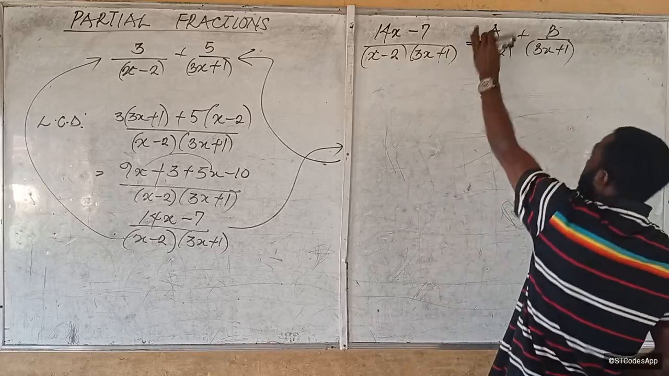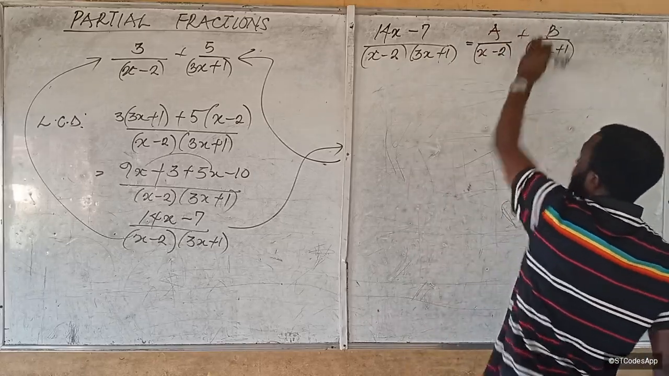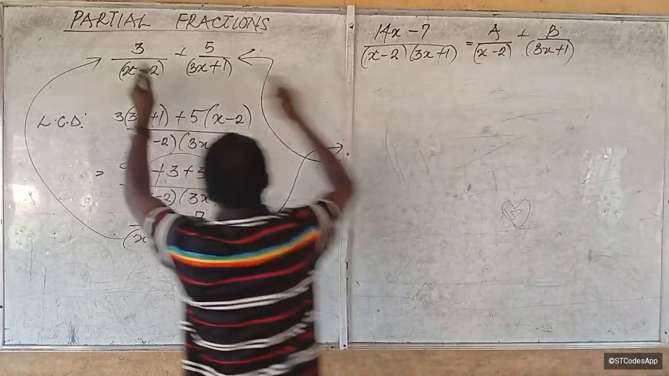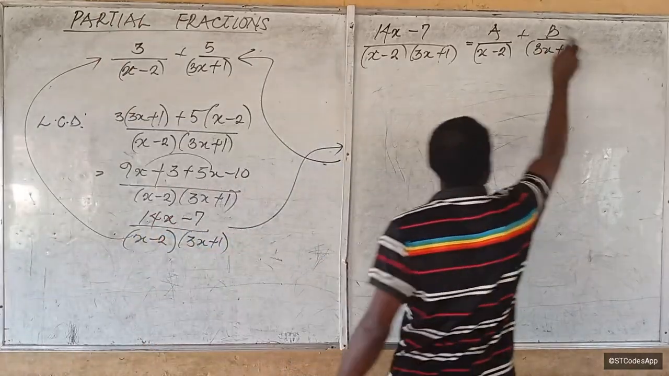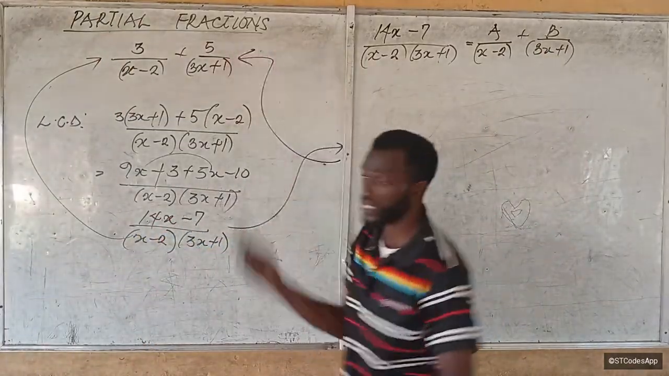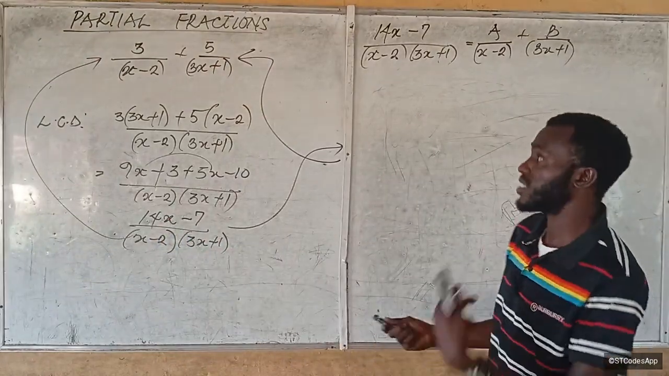Now, how do you find the value of this a and b? You remember that this looks like this, right? What we are looking for is this 3. Does that make sense? And if you look at it, this also looks like this. So what we're looking for is the 5. Now, how do you find the 3 and the 5?